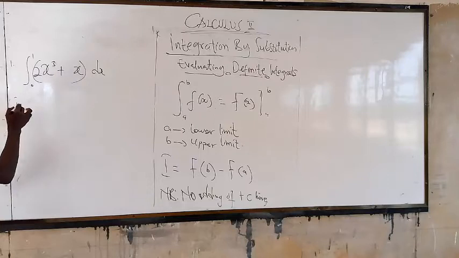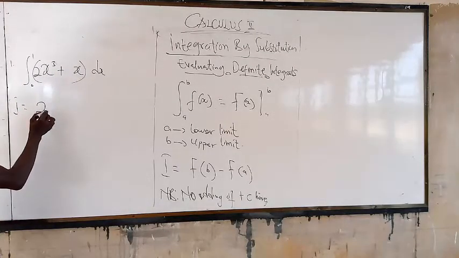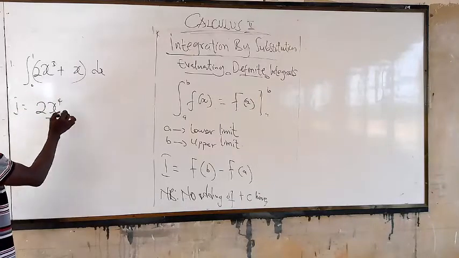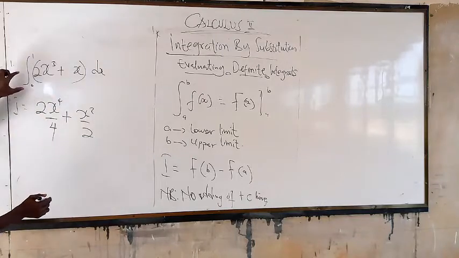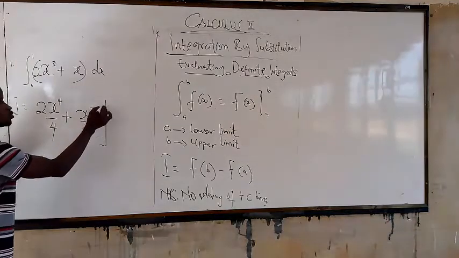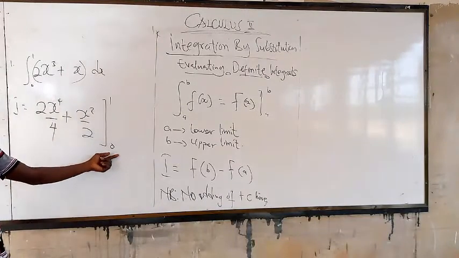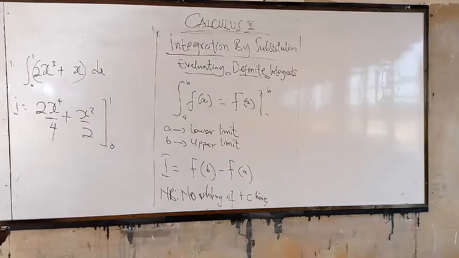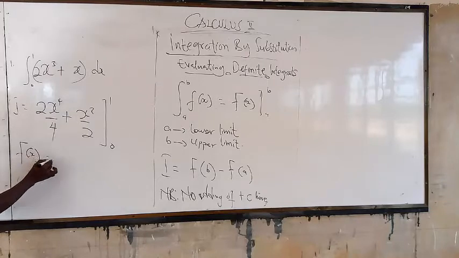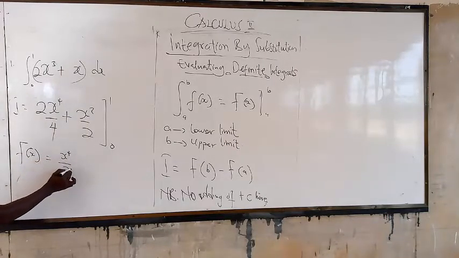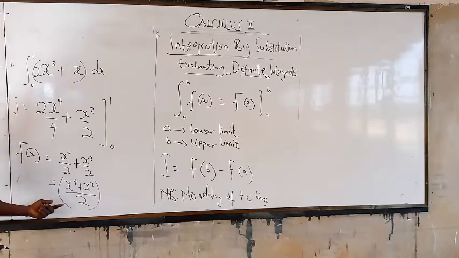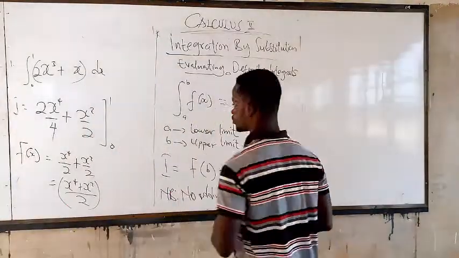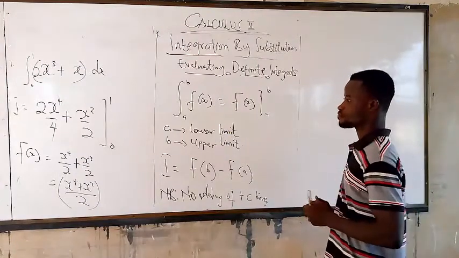So when you integrate this, you get 2s to the power 4 over 4 plus s squared over 2. Don't forget, right after the integration, I beg you, don't repeat the integral sign again. Then you bring your 0, 1, that's the lower limit and the upper limit. So now capital F of s is equal to s to the power 4 over 2 plus s squared over 2, which is s to the power 4 plus s squared, all over 2. So this represents capital F of s.